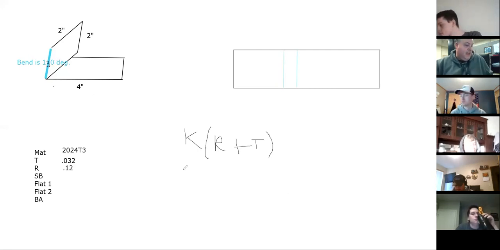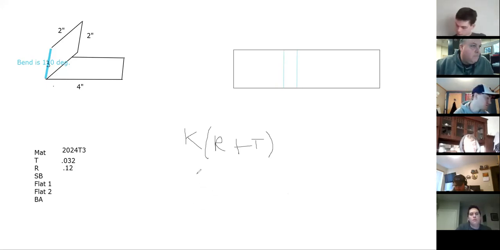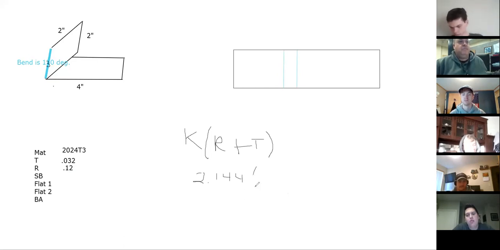So what is the K value for a 130-degree bend? It's 2.144. Right, 2.144. That's the K value. And the radius is what? It's 0.12. And then the thickness is what? 0.032. Right. I'm sure you have a calculator there.